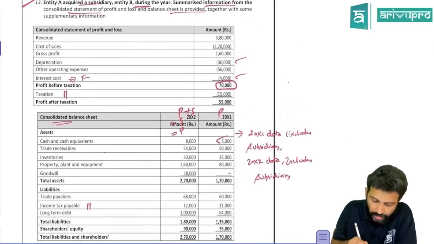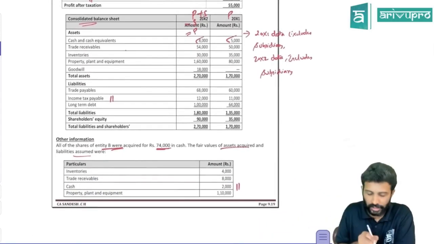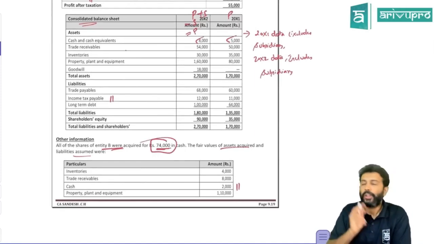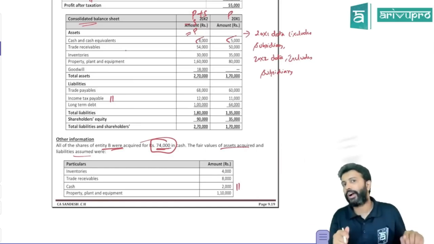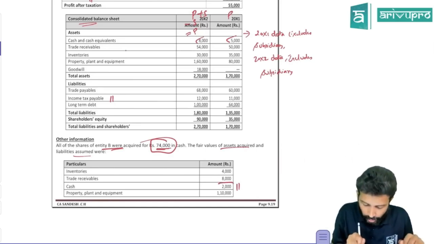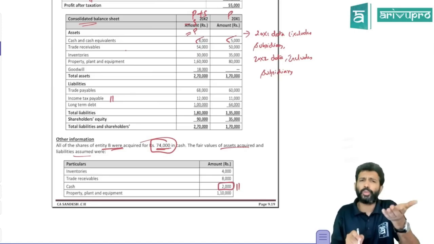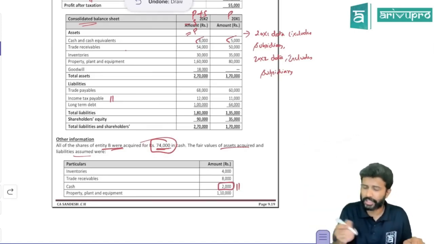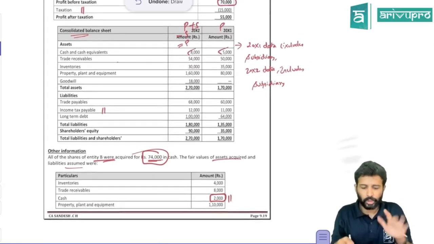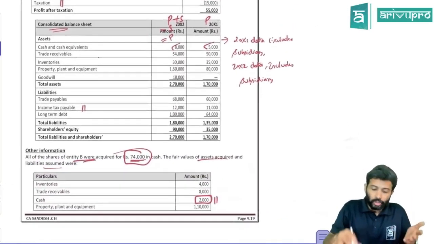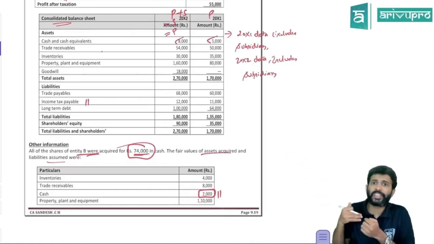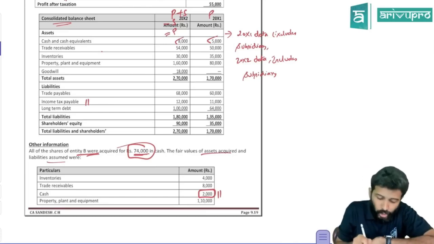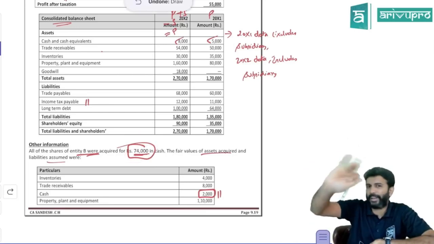Cash equivalents, opening cash, closing cash. Check has a subsidiary. One more thing: think logically, how much did you pay to buy this investment? 74,000. You paid 74,000 in cash to buy the subsidiary and get control over it. The subsidiary company already has a cash of 2,000 rupees. Once you get control, all subsidiary assets are yours. So you paid 74,000 cash, and the 2,000 cash will come back to you, because all subsidiary assets now belong to you.